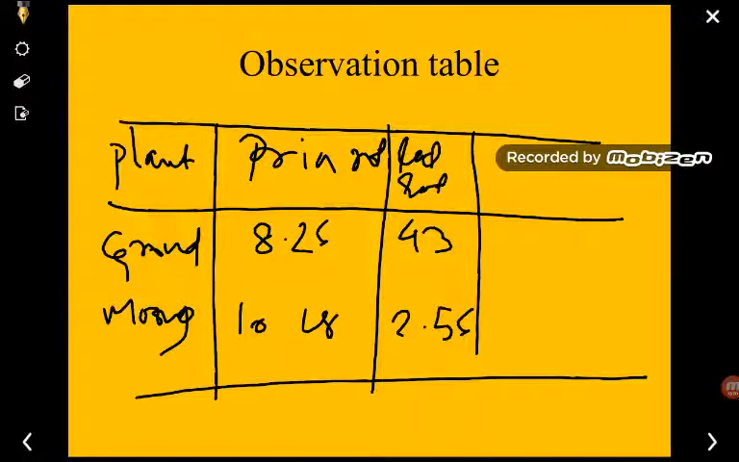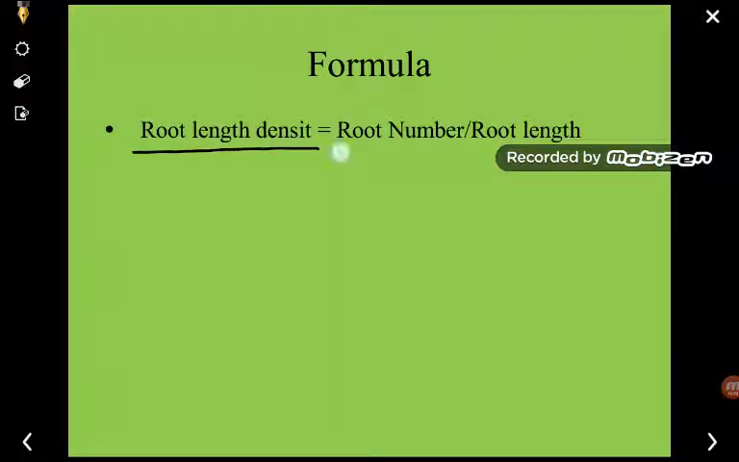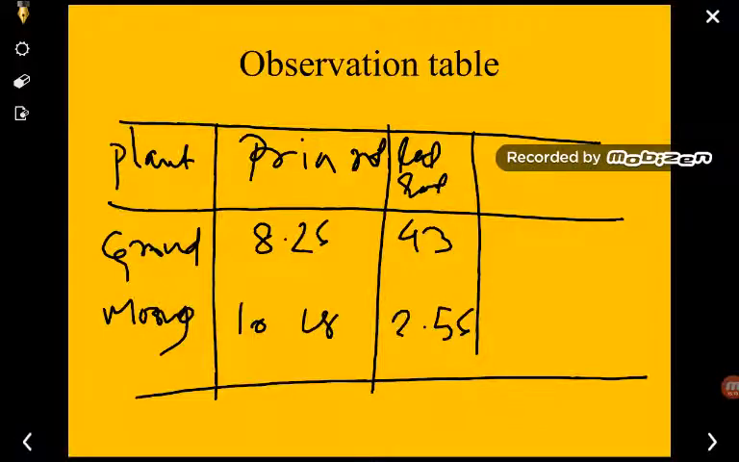By this we are going to find out the root density. So what is the formula of root density? The root density can be calculated as the root number divided by the root length. So what is the root number? The root number is 43 divided by 8.26 root length. That comes to almost 5.20. So the root density is 5.20 for the groundnut.